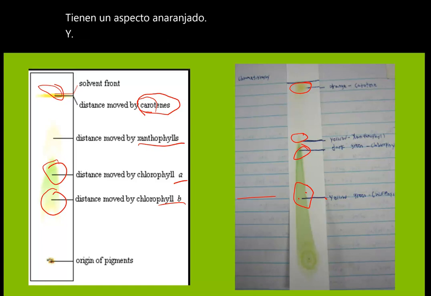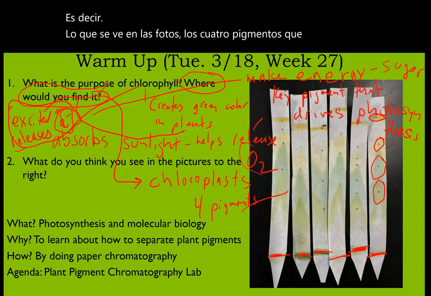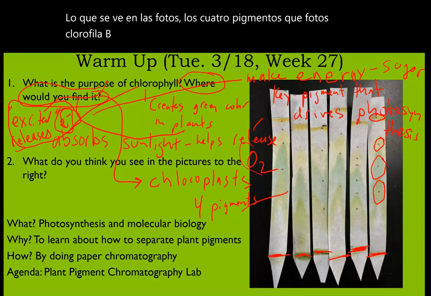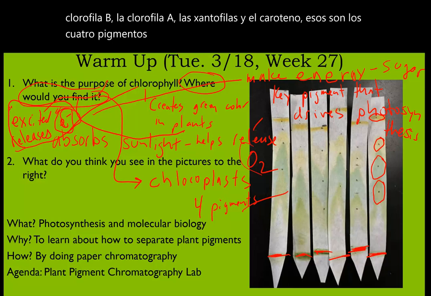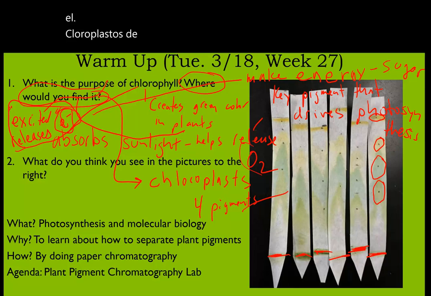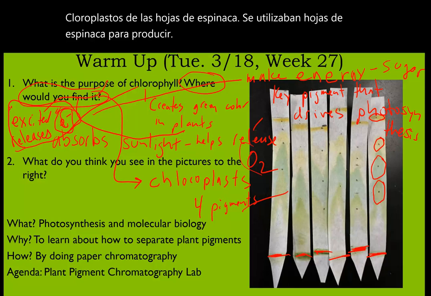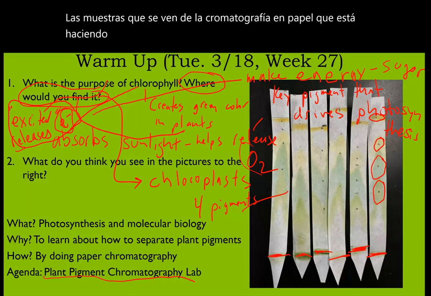And that is what you see in the pictures, the 4 pigments, the chlorophyll B, chlorophyll A, xanthophylls, and carotenes. Those are the 4 pigments that we find in the chloroplast of spinach leaves. Spinach leaves were used to produce the samples that you see of paper chromatography, which is the lab we're doing today, plant pigment chromatography.